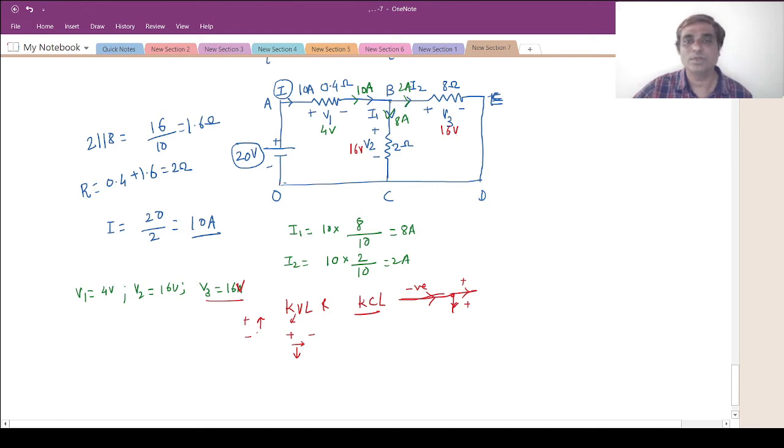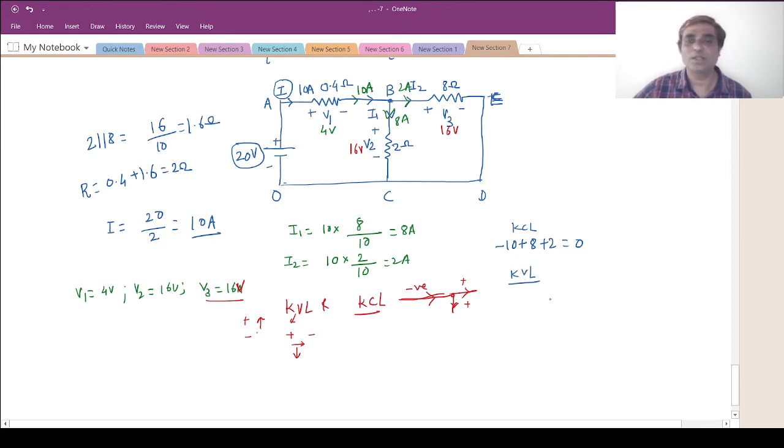So let me apply KCL at this particular node. Incoming is minus 10, outgoing currents are 8 plus 2, so the sum will be 0. The algebraic sum of all the currents at a junction is 0. So KCL is satisfied. In order to check KVL, you take any loop.